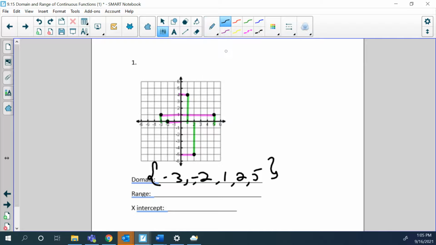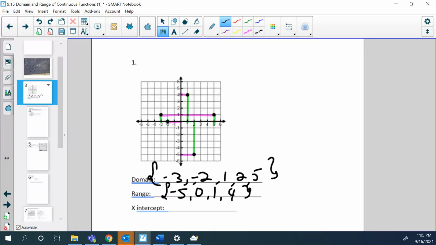So for the range now, it's going to be -5, 0. Now I have two ones, but I want to write it once. 1 and 4. So that's my range right there. Okay, all right. So that was a refresher from yesterday's lesson.